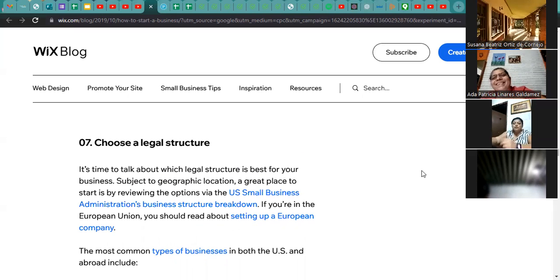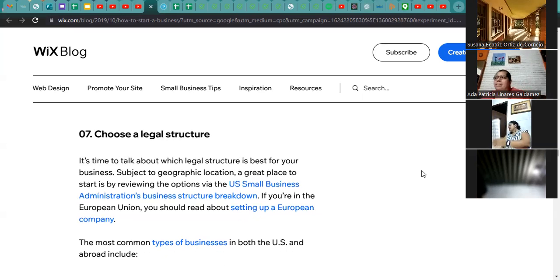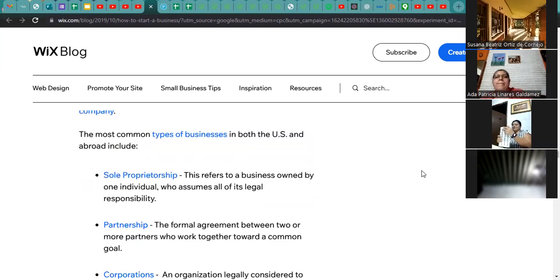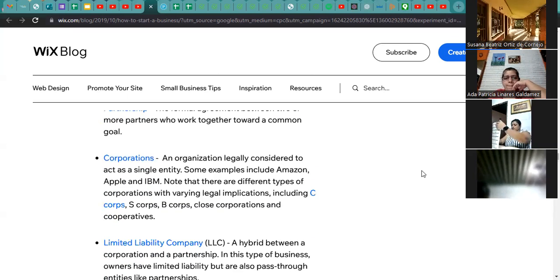Okay. So when you create a business, there are many options that you have regarding the legal structure, meaning the type of business that you are going to run. The most common, of course, is sole proprietorship. That is very common here in El Salvador. Or the partnership, right? Sole proprietorship means that one person is the owner. And partnership, you have different people that are the owners. On the other hand, we have corporations, right?